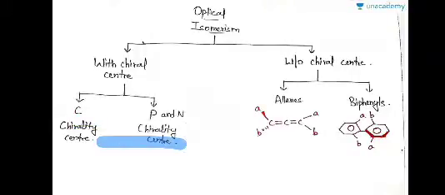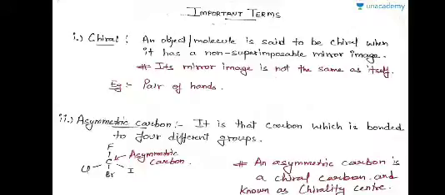Now, again, without chiral center, we have isomerism due to chiral axis, due to chiral plane, etc. For example, allenes and biphenyls. In allenes and biphenyls, the chirality is due to the presence of a chiral axis.